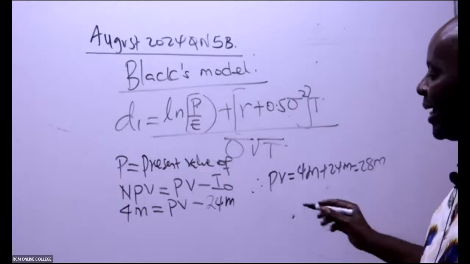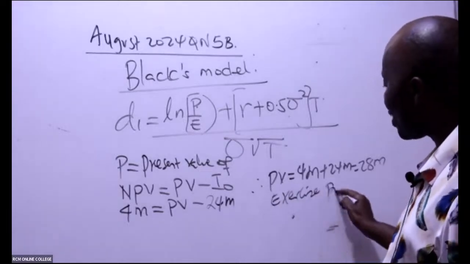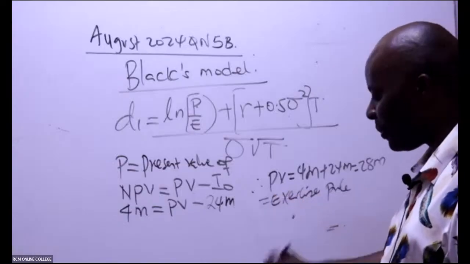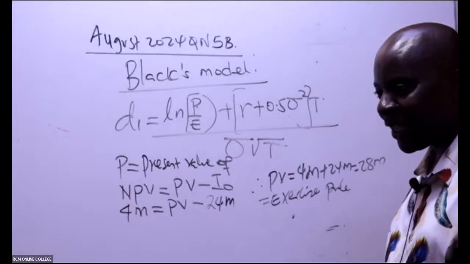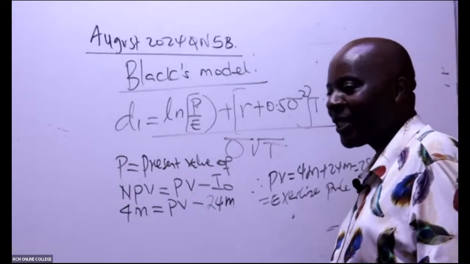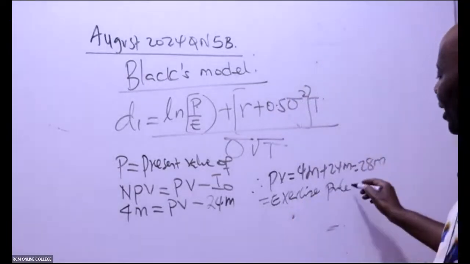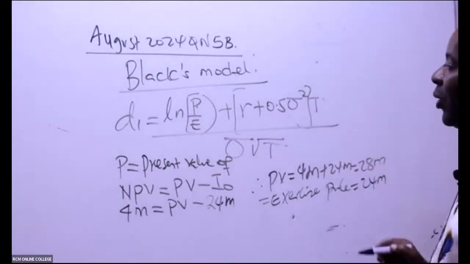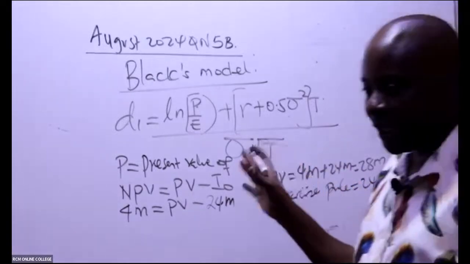And then remember, E is the exercise price. Exercise price is the amount I have to pay to acquire this project. In this case, are you able to see the exercise price? This is not an abandoning question. This is an acquisition question. It's a building question. So in this case, the exercise price is 24 million. So can you kindly go ahead and give me this D1?